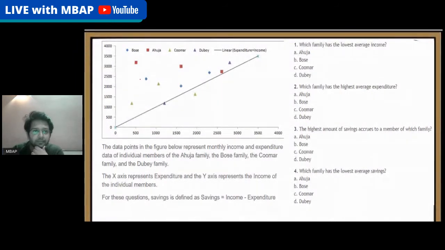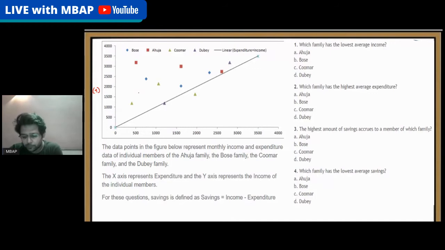Anyone who got the answer? Lowest average income. Your income belongs to the y-axis here, the points that you can see here. Sachin says it's going to be Kumar. Okay. Other people, what about you? What do you think the answer would be?